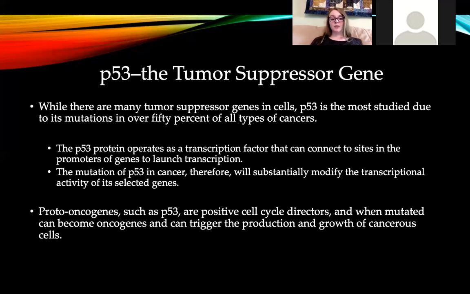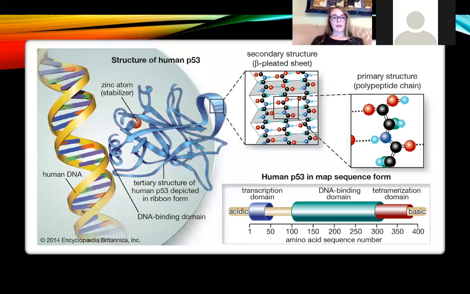Proto-oncogenes, such as the P53, are positive cell cycle directors, and when mutated, can become oncogenes and can trigger the production and growth of cancerous cells. So this is an image that I took from Encyclopedia Britannica, Inc., and it just kind of goes into detail about P53 and its structure, and it has the human DNA with it and all of that. So it just kind of goes more into detail with the P53 structure.